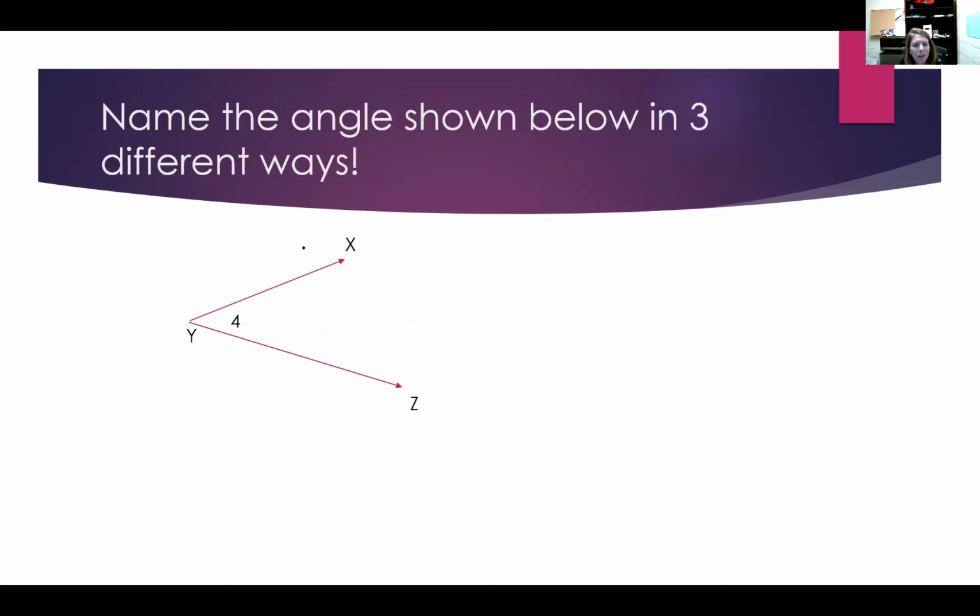All right, I want you guys to take a minute and name this angle and show 3 different ways to name it, okay? All right, so one angle you could have was angle 4, or angle Y, or angle XYZ, or angle ZYX. All of those would be acceptable answers.